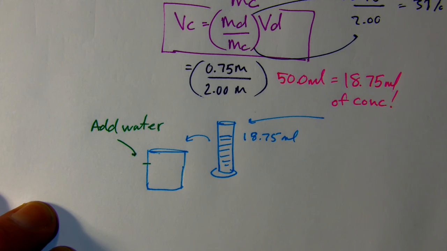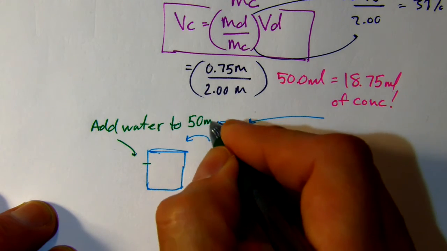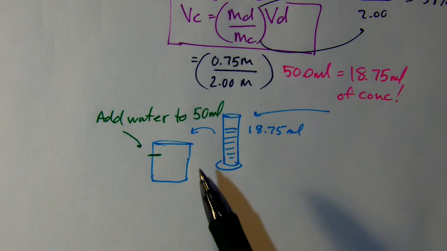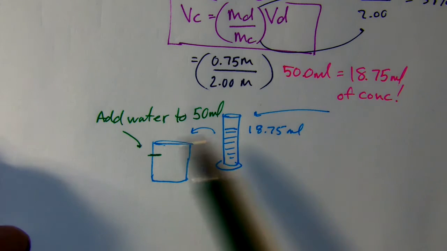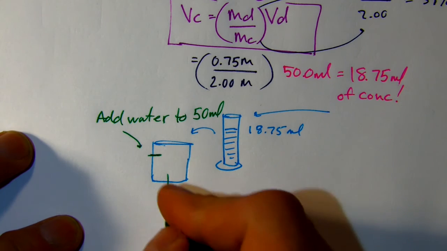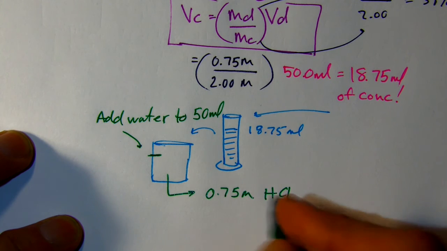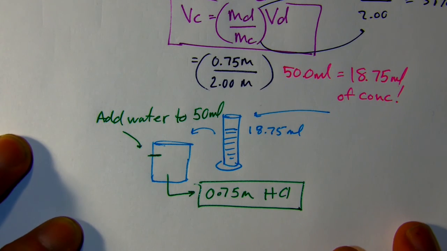To 50 mLs, up to 50 mLs, right? So do you see that you don't have 50 mLs of water? You have 50 minus 18.75, okay? But that's how you do it. So then, when you're done, this should be 0.75 molar HCl. You've diluted it, okay? That's very important stuff to know.